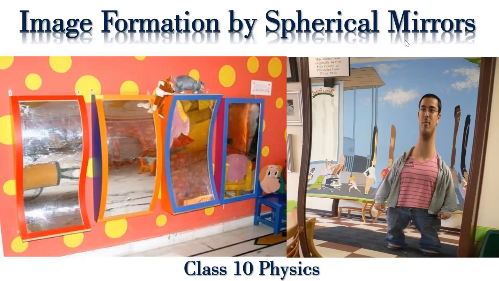Last class we studied the different types of spherical mirrors. One type we studied was a convex mirror, another type was a concave mirror. We also studied the difference between a convex mirror and a concave mirror, and the rules for image formation by these two types of mirrors. So based on that knowledge, today we are going to study how images are formed by spherical mirrors, how we are able to see things in spherical mirrors. So let us see.